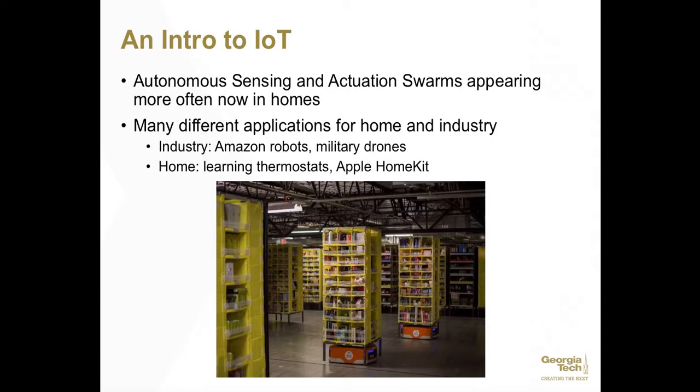So first, an intro to IoT. Many people now use Internet of Things devices in their homes every day through what the author calls autonomous sensing and actuation swarms, which are really just a set of distributed, embedded devices in our smart homes. Due to the recent progress constantly developing smaller sensors and low-power, low-cost embedded computational units, many industries have begun using IoT devices for many different applications.